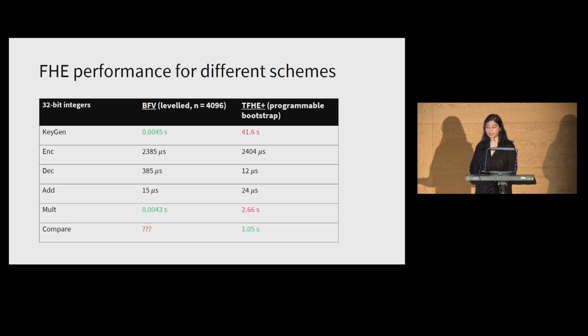So let's look at how different schemes perform. We're going to focus on doing 32-bit computation. These are the two major schemes we've identified as being most suitable for Web3. You can see there is a very significant difference in terms of key generation time, multiplication time, and comparisons. So for BFE, if you're wondering why there are question marks for comparisons, that's just because it is unclear whether or not you can actually do comparisons. It depends a little bit more on the exact computation.